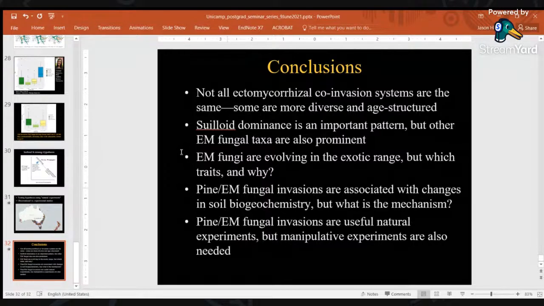Fourth, pine ectomycorrhizal invasions are clearly associated with changes in soil biochemistry, but what is the mechanism? We need to test hypotheses like the suilloid N mining hypothesis and other ideas using additional natural experiments and manipulative experiments. And then finally, overall, these systems are useful as natural experiments, but manipulative experiments are going to be needed as well.